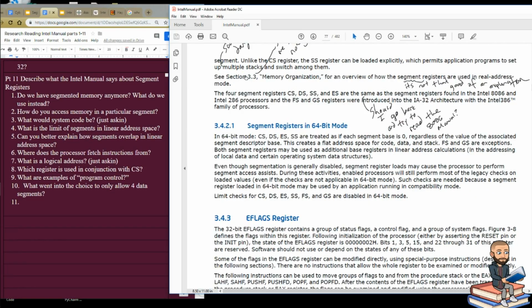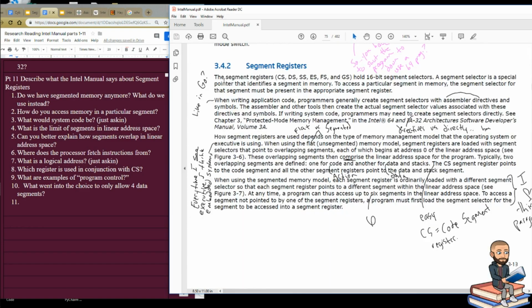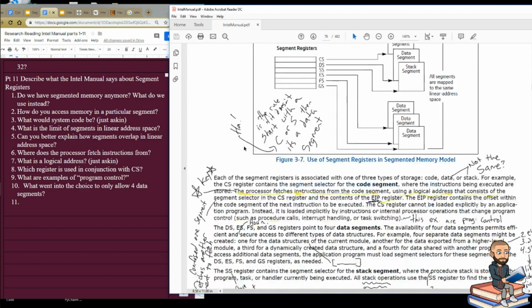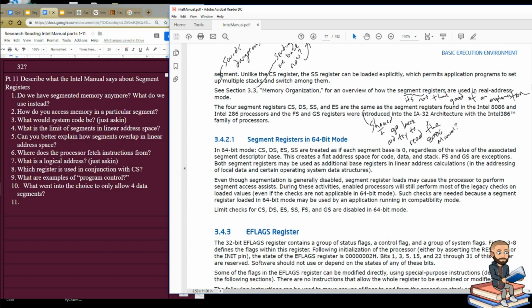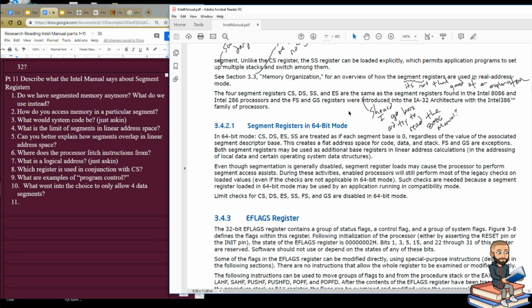Well, the last part of this section 3.4.2 on segment registers says, the four segment registers, CS, DS, SS, and ES, are the same as the segment registers found in the Intel 8086 and the Intel 286 processors, and the FS and GS registers were introduced into the IA-32 architecture with the Intel 386 family of processors. So I did some extra research on this, but I'm not going to share it with you just because the purpose of the video is to read the manual.